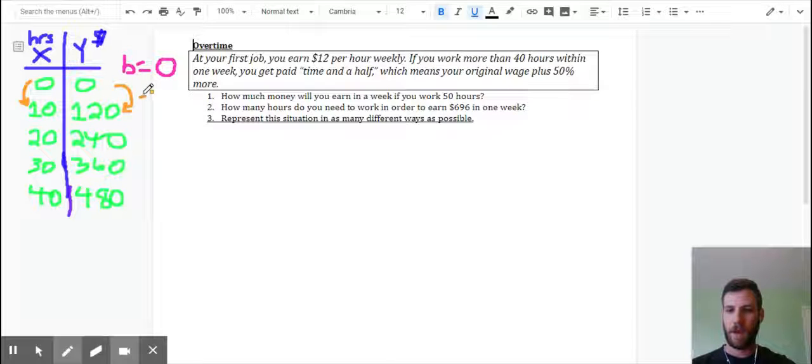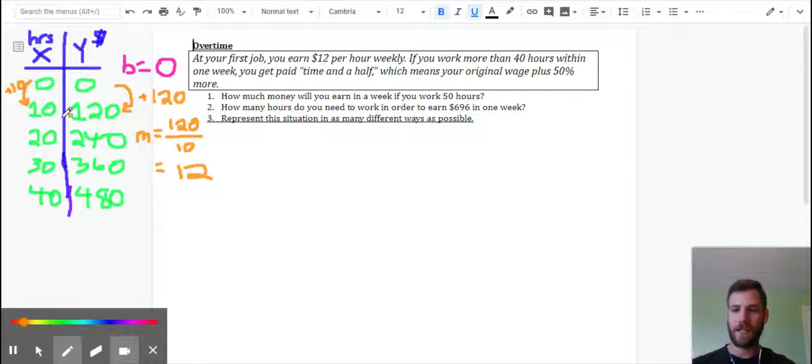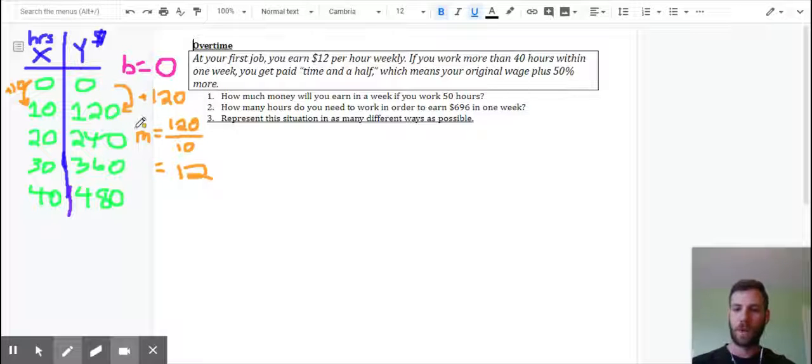So the y went up by 120 and the x went up by 10. So that means that my m for slope is going to be 120 divided by 10, which is going to be equal to 12. And just to make sure that I did this correctly, I can see if that slope is staying the same. If I go from 120 to 240, that's 120 again for a difference. And from 10 up to 20, that's 10 again. And that stays constant throughout this whole table.